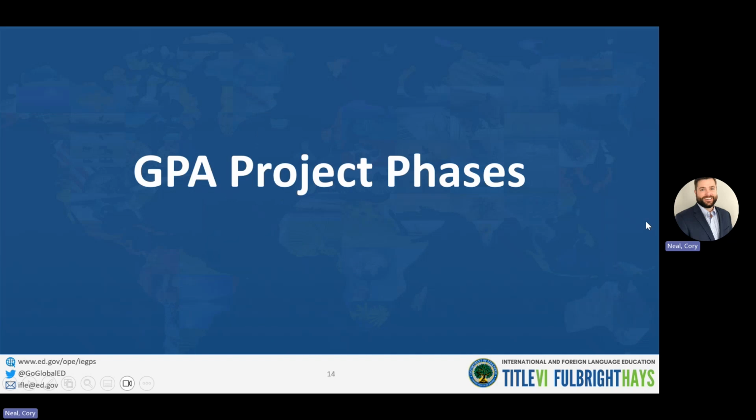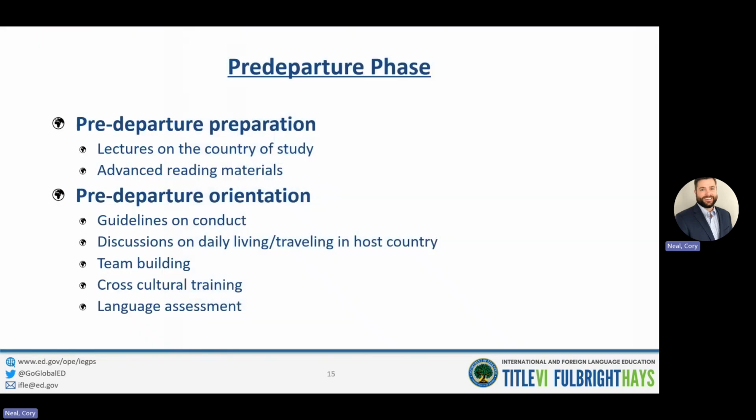Okay, let's discuss the project phases. These phases include pre-departure, the overseas portion, and the post-travel or follow-up phase. So, for the pre-departure phase, you should allot at minimum 16 hours towards your pre-departure. Your pre-departure preparation should consist of conducting a series of lectures on the country of study. Advanced reading materials should also be sent to the participants several weeks prior to the pre-departure orientation.